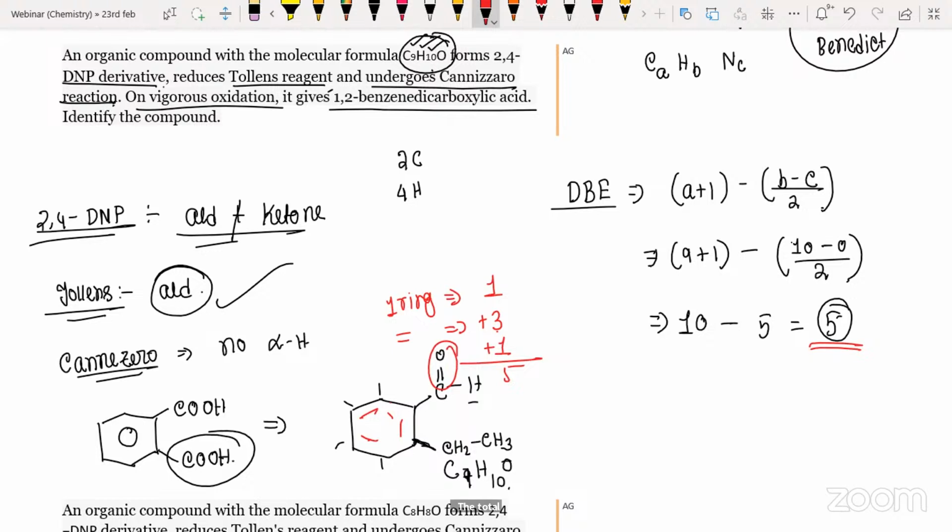So how do we know that 1 COOH would be there? No, better, they have written now. It gives 1,2-benzene dicarboxylic acid. So they have written that it has 2 carboxylic acids, right?